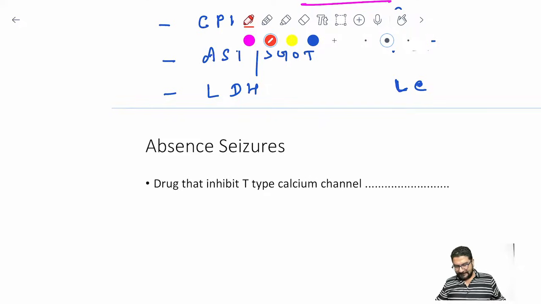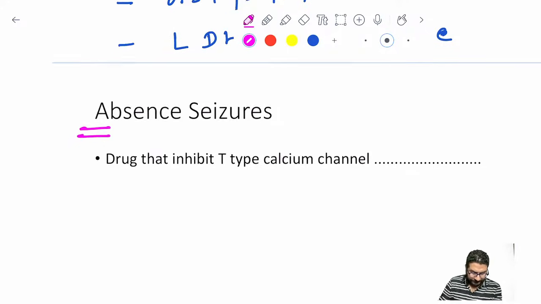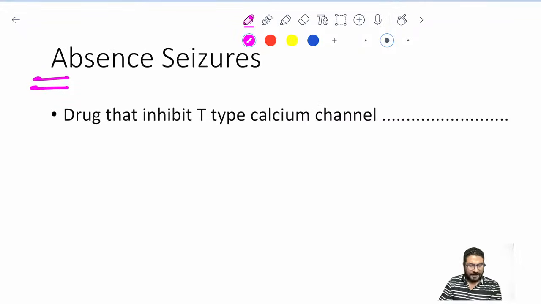Okay, now coming to absence seizures. First tell me what is the drug that inhibits the T-type calcium channel? Then we will talk about different types of epilepsy and their management. Tell me, which drug is used in absence seizure? Anyone? Drug of choice for absence seizures. Who will tell? What is the drug of choice in absence seizure? So I am writing the common seizures here and you have to select the first line drug. Let me start with focal seizures.